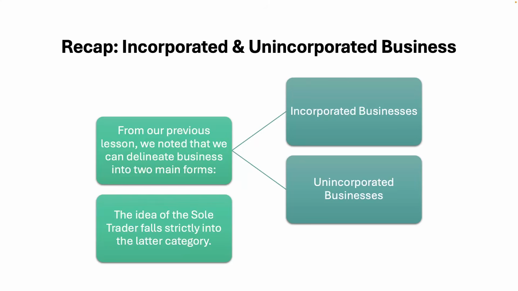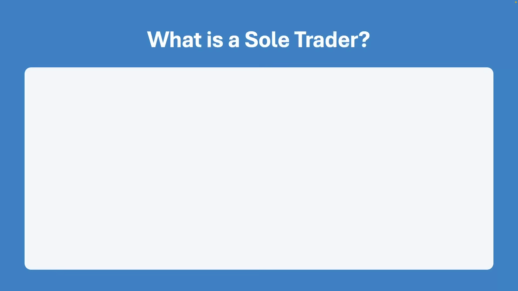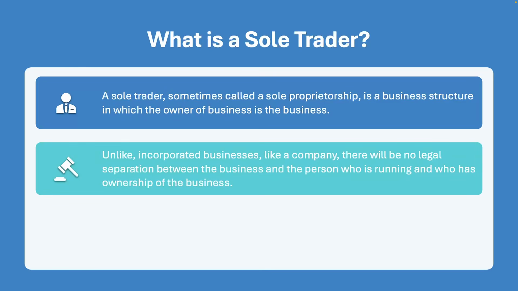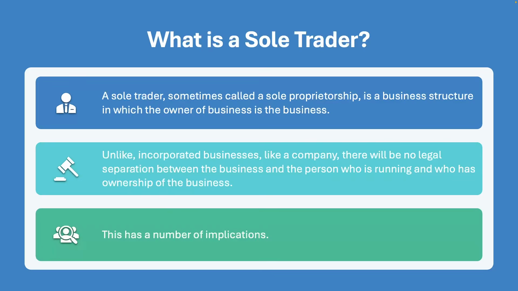Sole traders formally, strictly fall into the latter of these two categories. They are unincorporated businesses. And so this begs the question, what in fact is a sole trader? Well, a sole trader, sometimes known as a sole proprietor or sole proprietorship, is a business structure in which the owner of the business is in fact the business. Okay, there is no delineation, unlike in an incorporated business like a company. There is no legal separation between the business and the person who is running the business and has ownership of the business. They are just the business themselves.